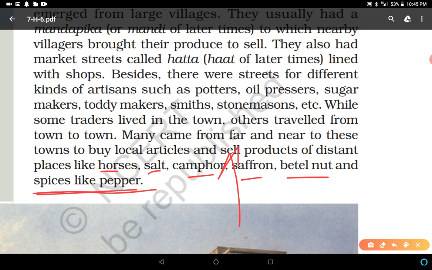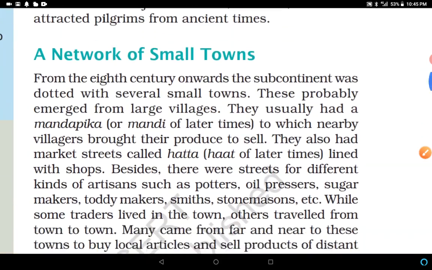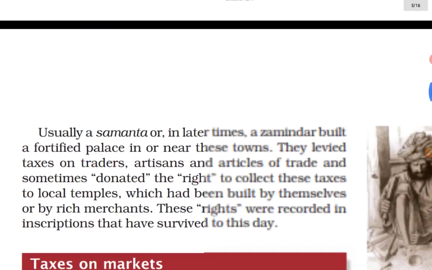It was known as hart in later times. So there were streets for different kinds of artisans, as we have discussed. So these were craftspeople also. So dear students, in this way, this was the network of small towns.